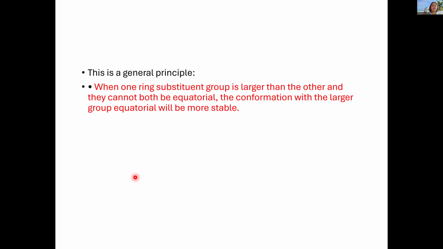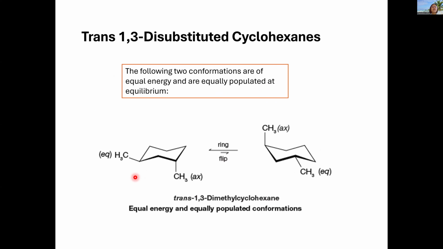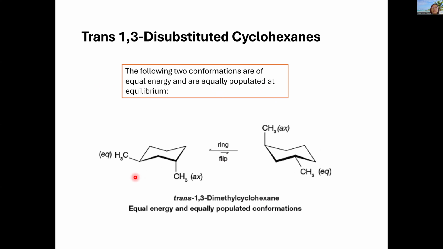So in general, if you have one ring substituent group larger than the other and they cannot both be equatorial, choose the larger group to be in the equatorial. Okay? So I think that's all, and we will have our problem sets given online. Do you have questions?